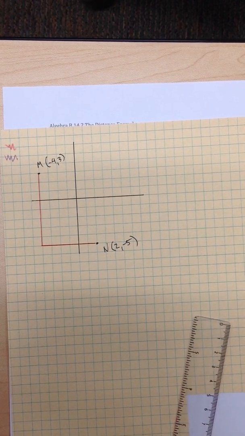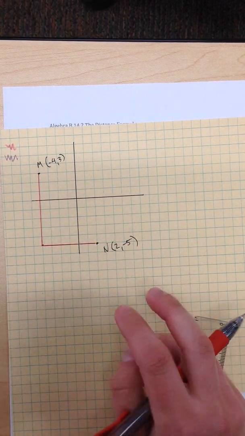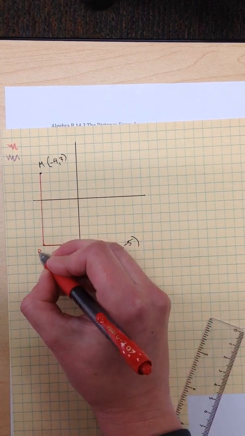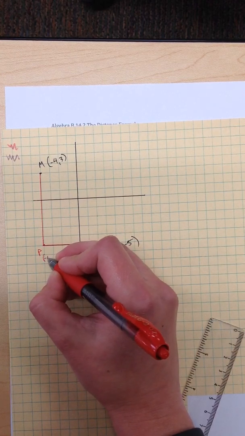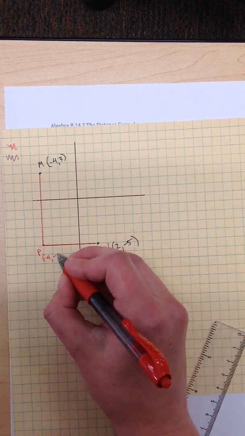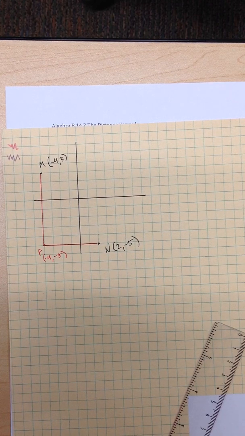And then, what does it say? Find the coordinates of P. Okay, so we are supposed to find the coordinates of P. So P would be this spot right here, which looks like it is at 1, 2, 3, 4, -4. So this is point P at -4, and then it would be going down 5, so -4, -5.